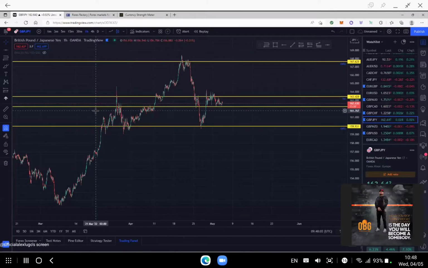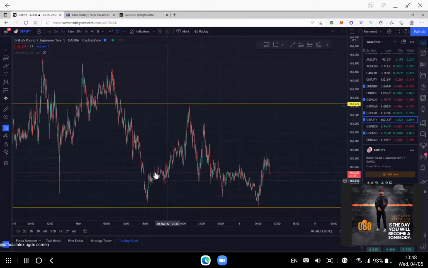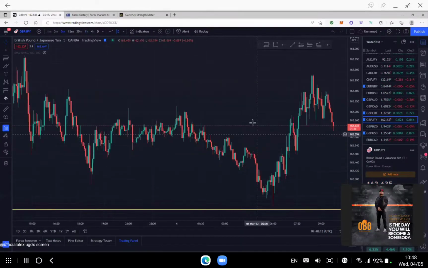Look at the overall picture. That's why it's important to know where the market wants to move overall while we're in these smaller time frames. So now I move down to my 5 minute.